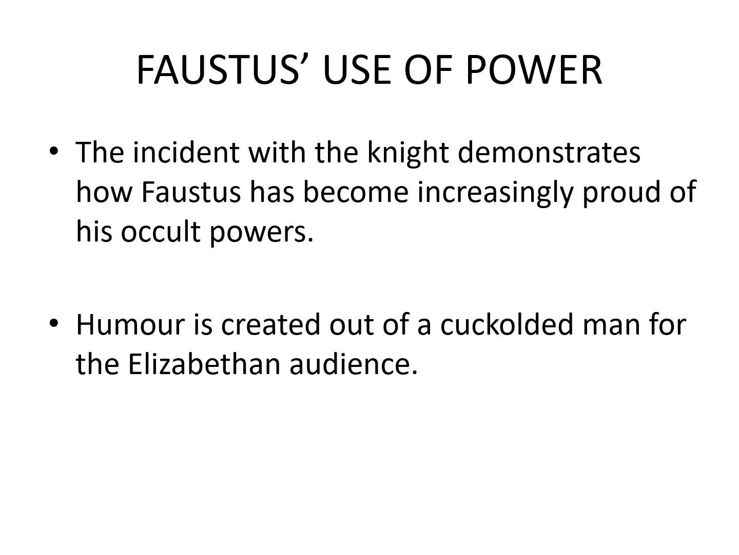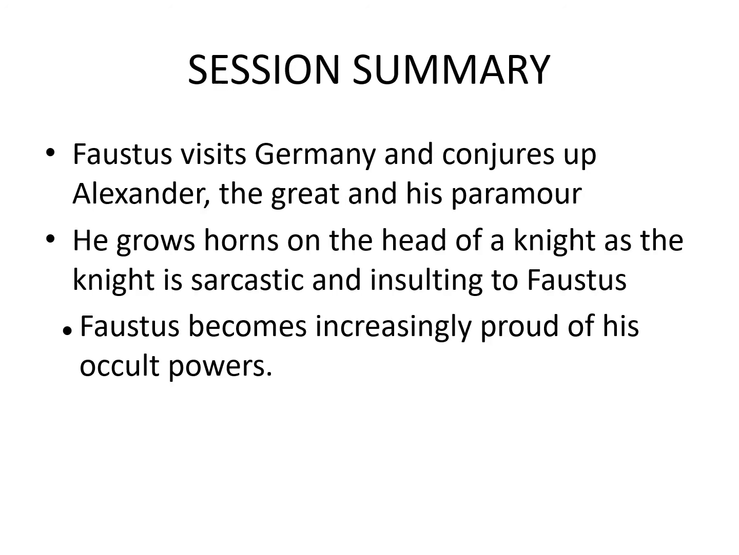Two elements we learn from this scene. At the end, the scene as a whole does not add much to the development of the plot, except that it demonstrates how Faustus's fame has grown and that he has resorted to satisfying very mundane yearnings, very small cravings. He's using his magic for that. Right. So Faustus visits Germany, conjures up Alexander the Great and his paramour. He grows horns on the head of the knight, as the knight is sarcastic and insults Faustus. So Faustus becomes increasingly proud of his occult powers. That is what we learned through this session.